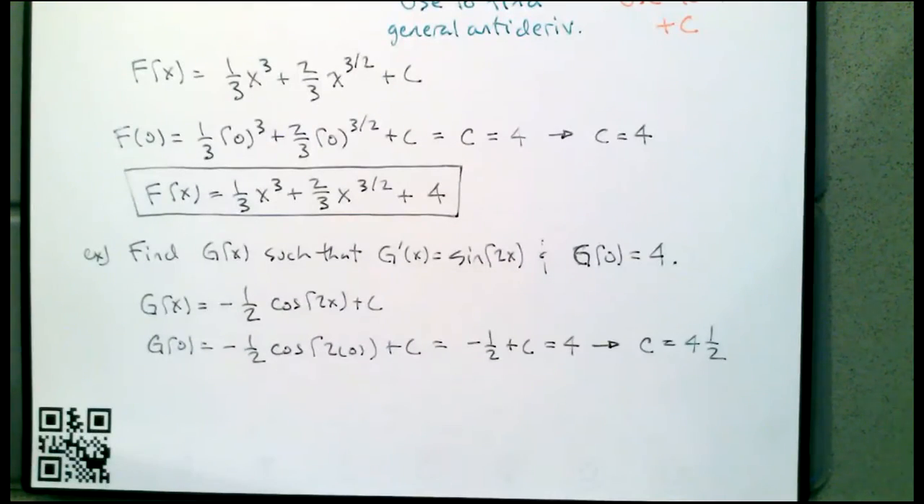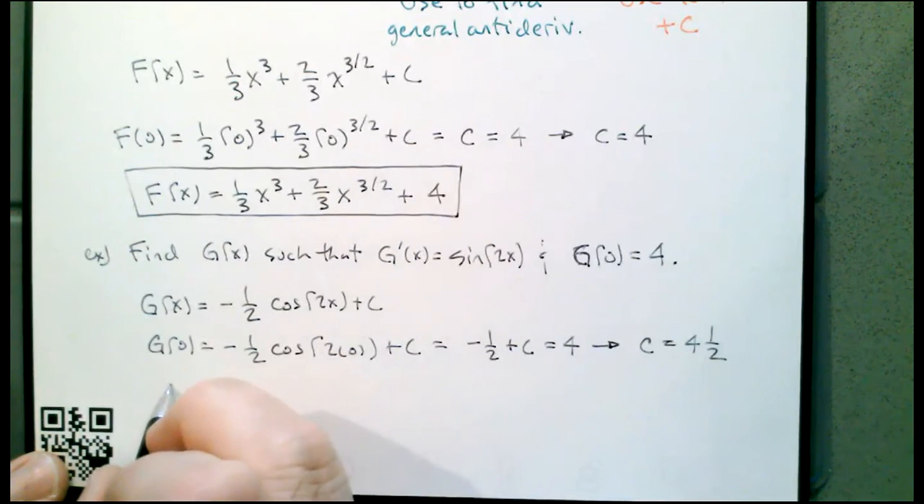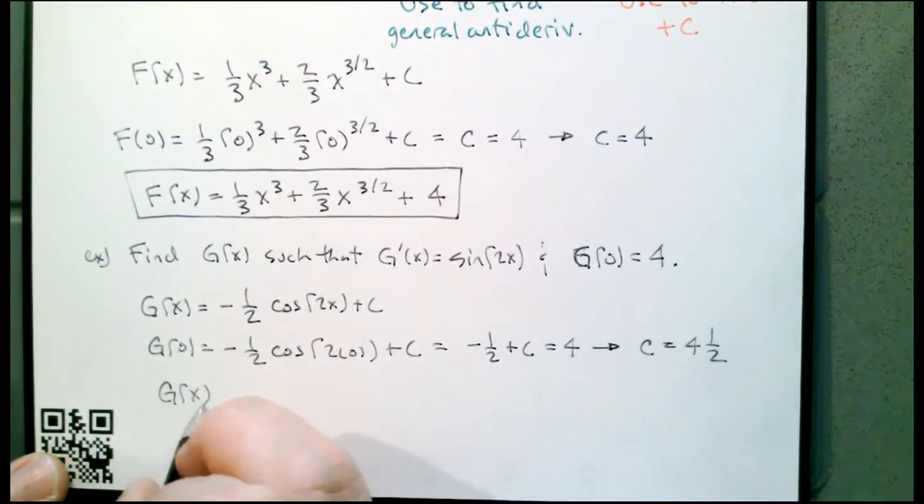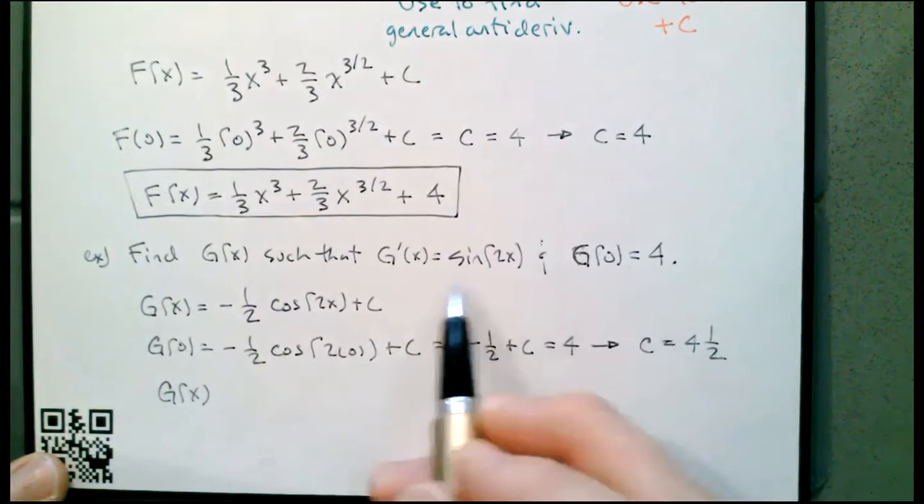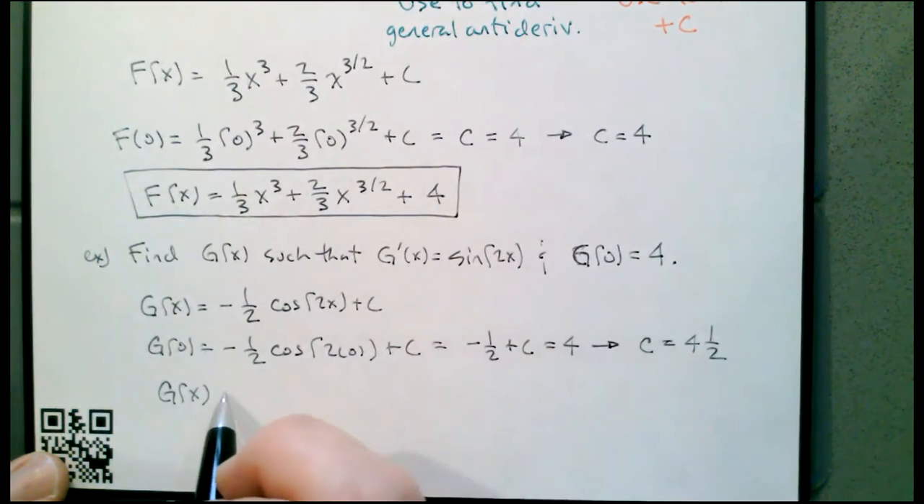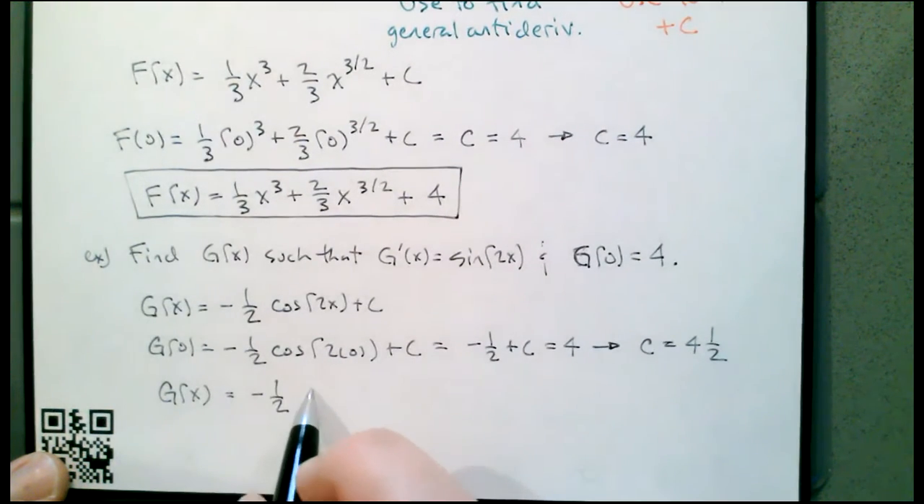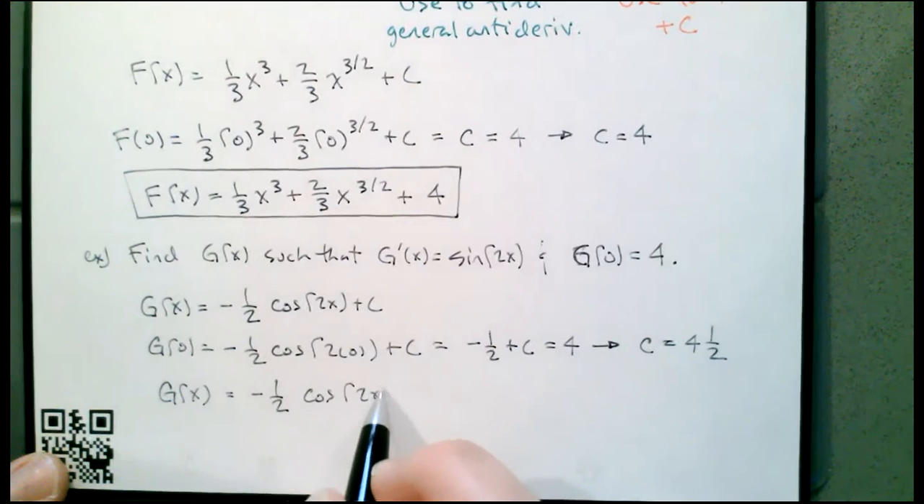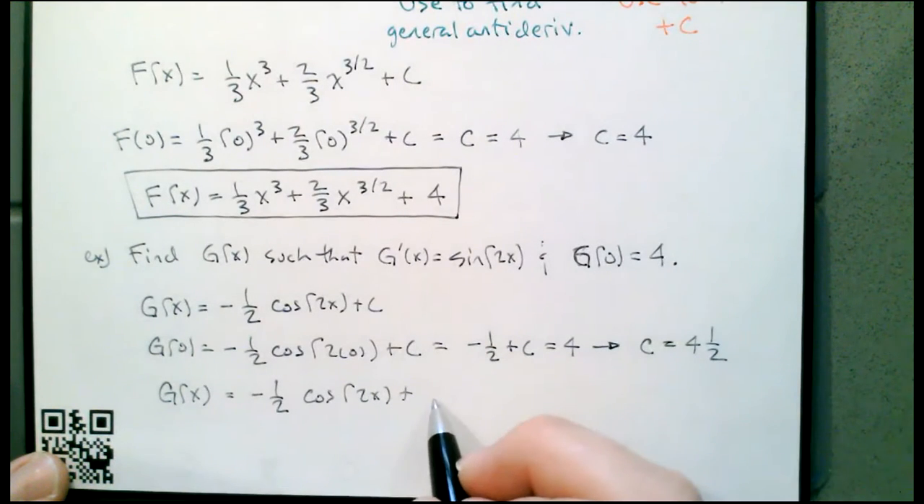So now we know what specific function we were looking for. The function g of x that fits both parts of the description is going to be -1/2 cosine of 2x plus 4.5.